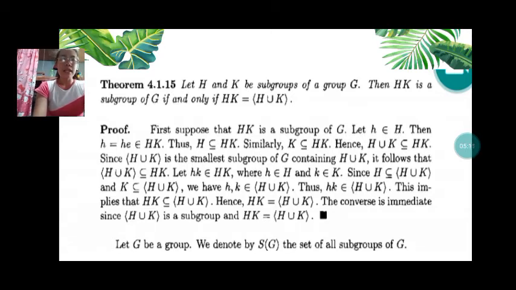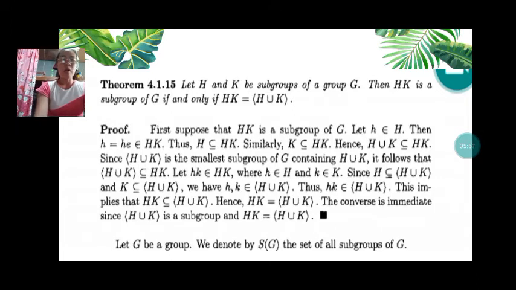First, suppose that HK is a subgroup of G. Let small h be an element of big H. Then h is equal to he, an element of HK. Thus, H is a subset of HK. Similarly, K is a subset of HK. Hence, H union K is a subset of HK. Since the subgroup generated by H union K is the smallest subgroup of G containing H union K, it follows that the subgroup generated by H union K is a subset of HK.